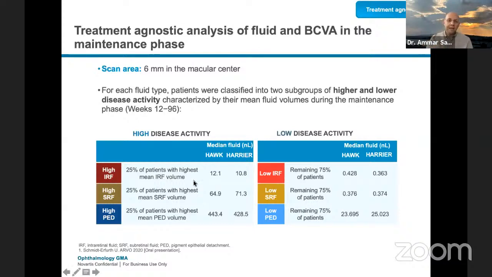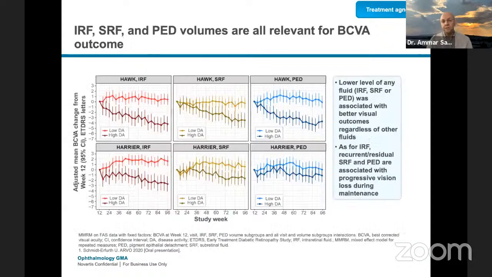If you take these patients and plot them as high disease activity, defined by the presence of a lot of fluid, versus low disease activity, you can see how these patients do as far as vision is concerned. This is very important and very powerful. If you don't remember anything else from today's presentation, please remember this, because it is very, very significant information.